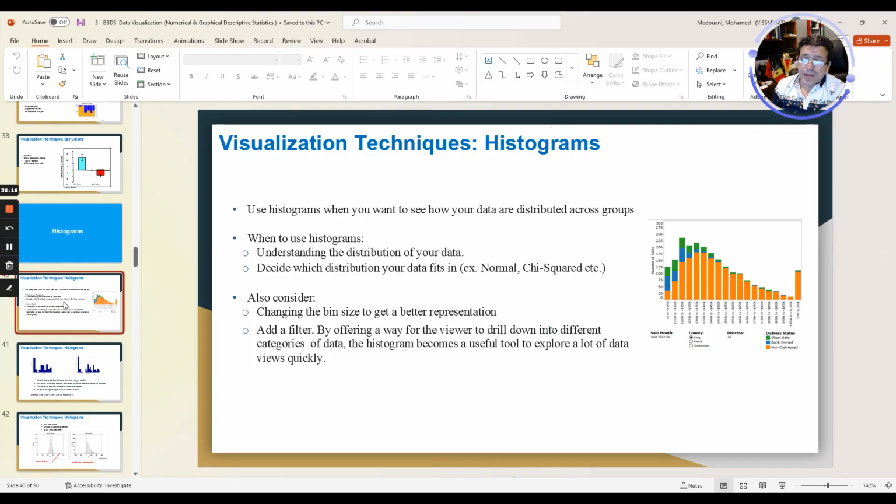Histogram is used for continuous data. It helps you understand the distribution, the skewness of your data, the kurtosis, how fat or how thin the distribution is, and also it helps us to determine any outliers.